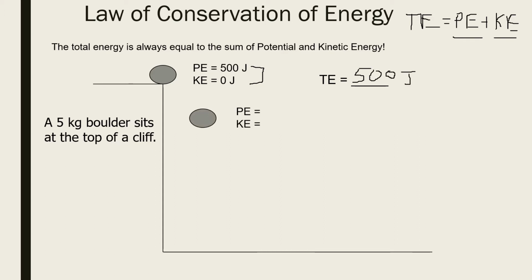But let's just say it falls down. And as it falls down, I say that right here it has kinetic energy of 150. Now I know that these two must add up and equal 500. So 150 plus what is 500? 500 minus 150 is 350. Okay?